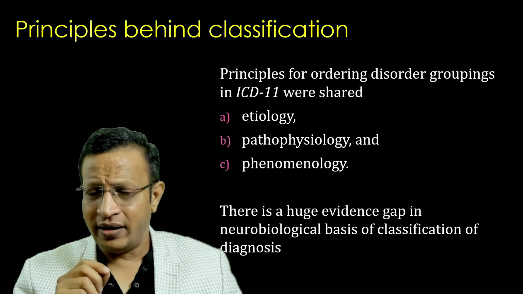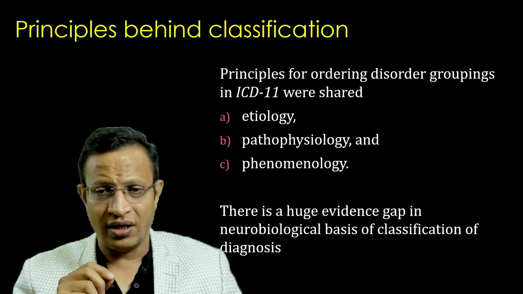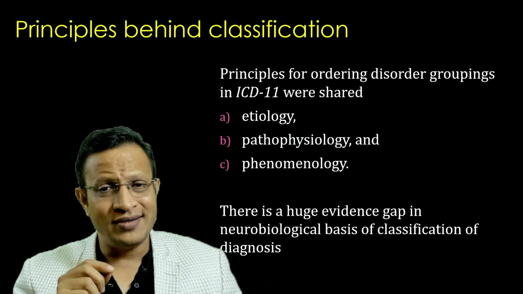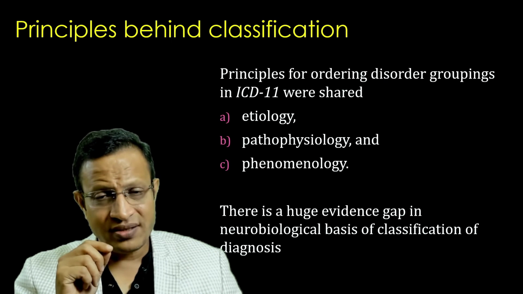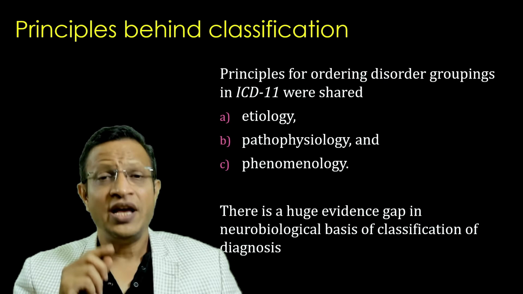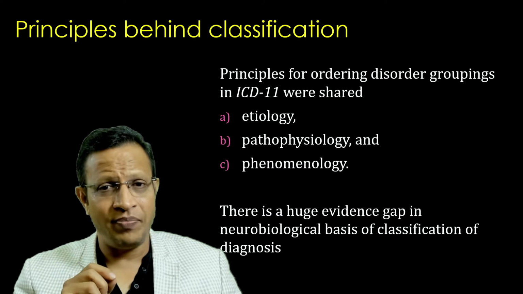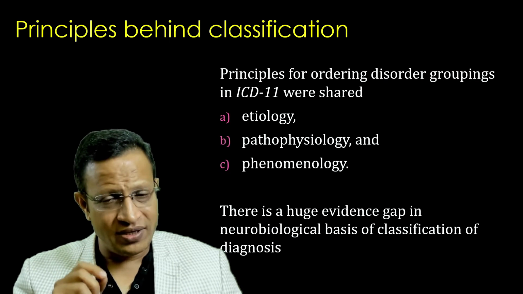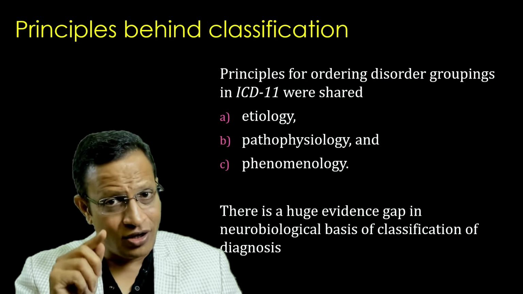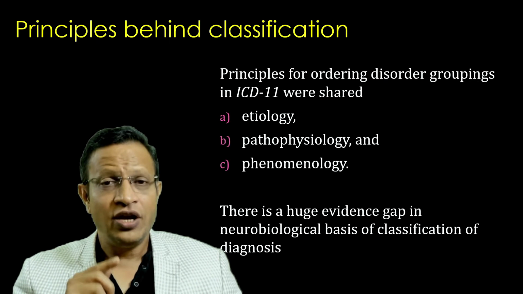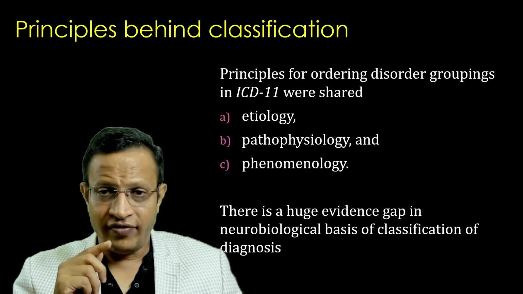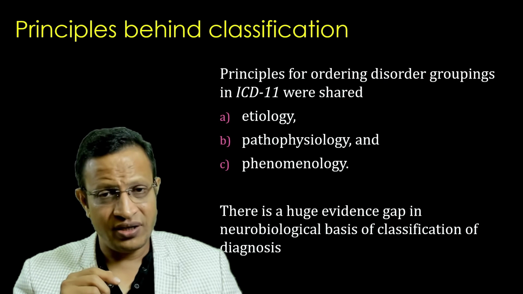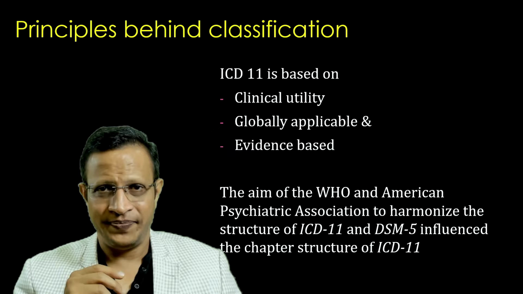Although major groundbreaking research has occurred, we are still not able to answer the question of how this mental illness has occurred. That means there is a huge evidence gap with regard to the neurobiological basis of classification and diagnosis of psychiatric disorders. That means we need to take the approach of phenomenology, presentation, that is, symptoms and signs.